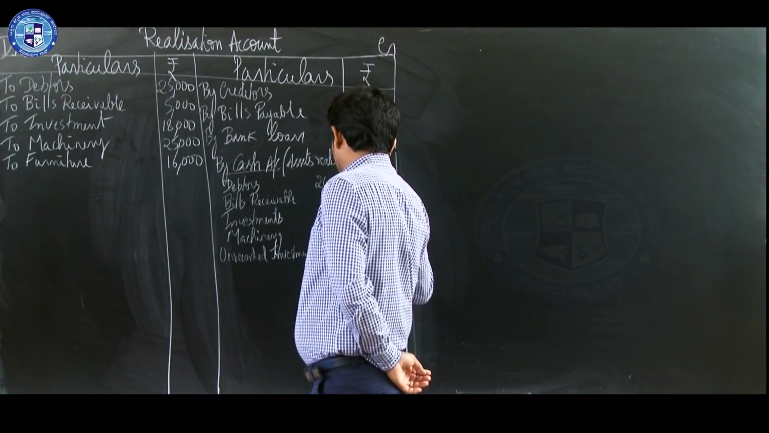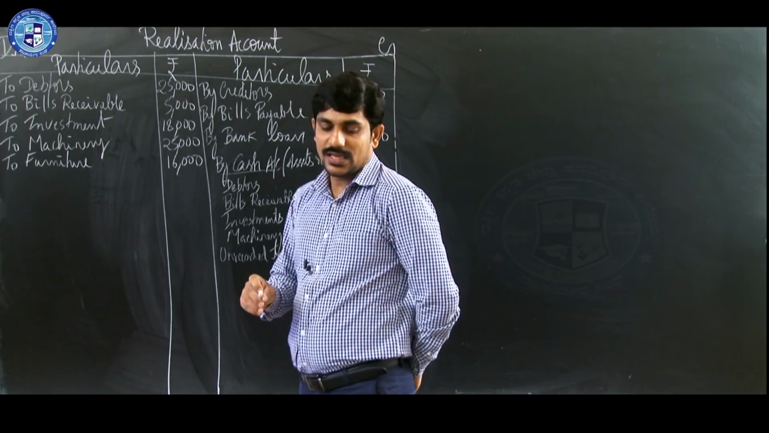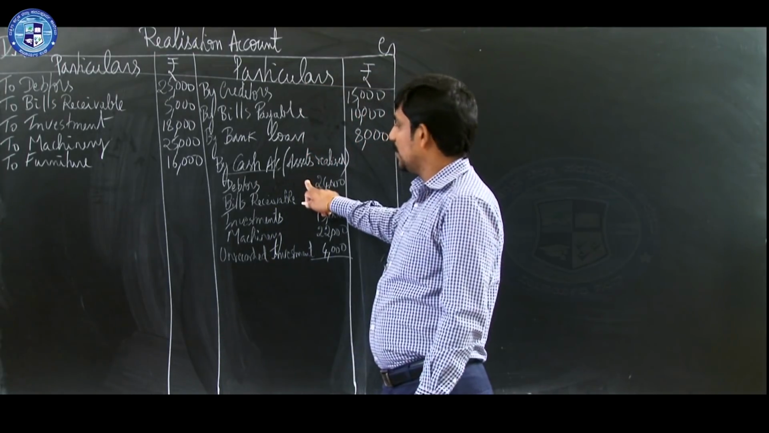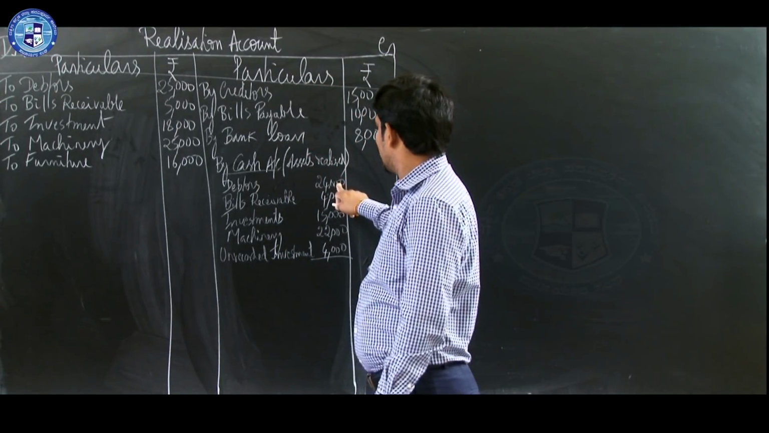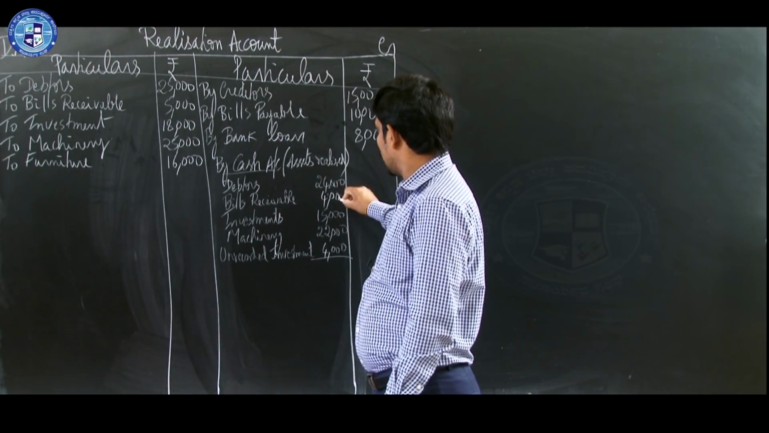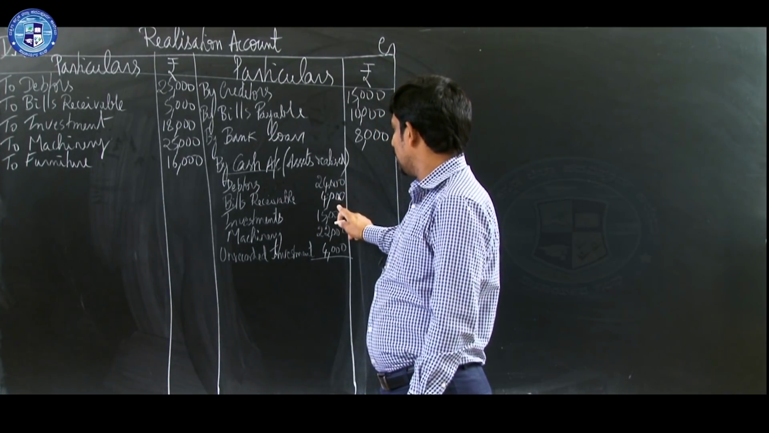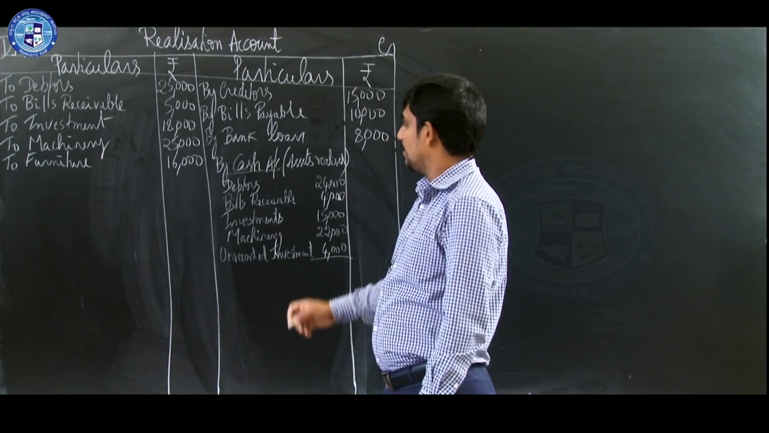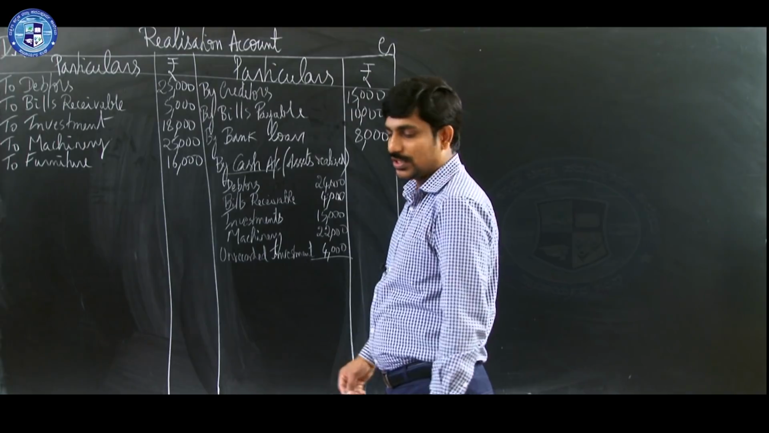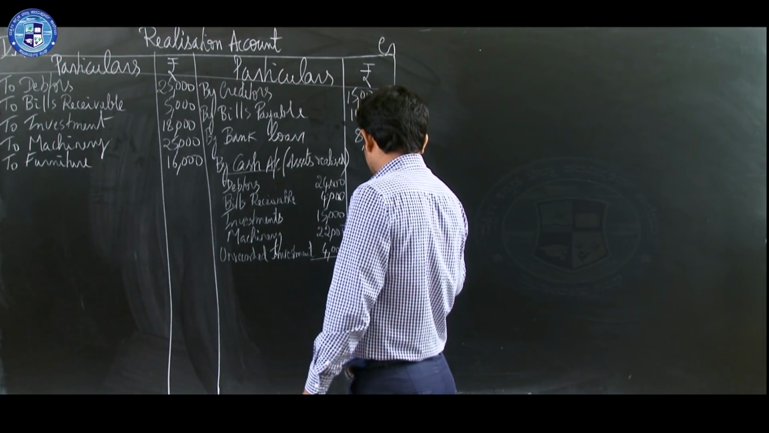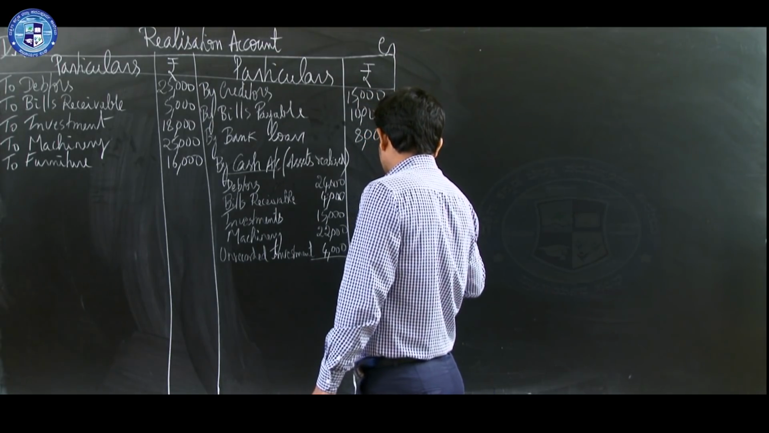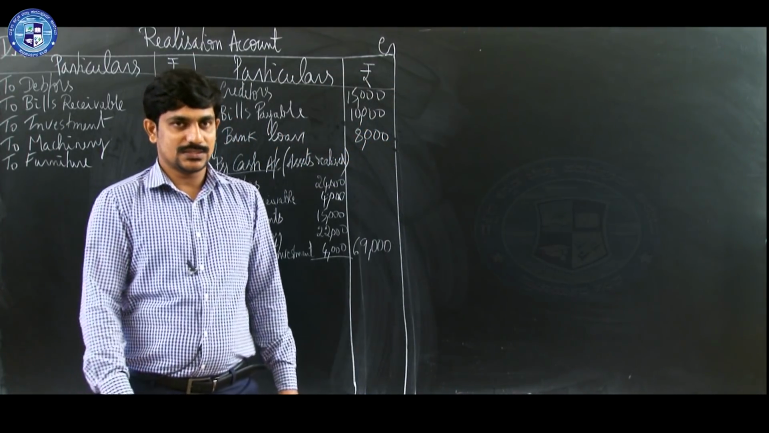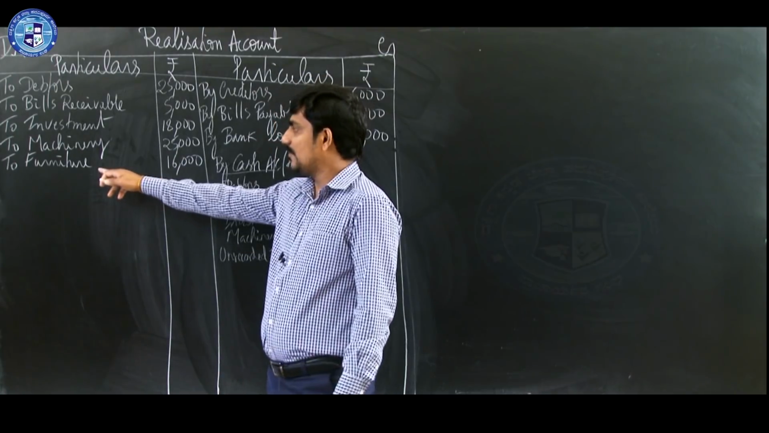4,000. Unrecorded investment realized is how much? 4,000. Now all the assets are realized. We need to total the assets. 24,000 plus 4,000 plus 15,000 plus 22,000 plus 4,000. So what is the total of assets realized? 69,000. So total assets realized how much? 69,000.